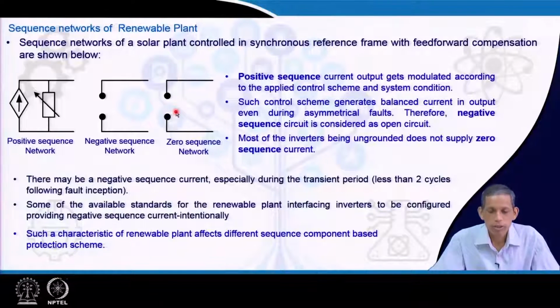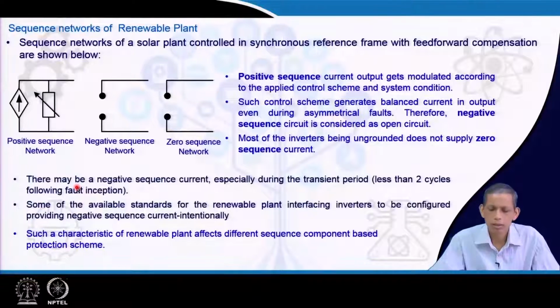And most of the inverters, as already mentioned, are ungrounded, and that is why the zero sequence current is not available, even if the fault involves ground. On the positive sequence, the current output gets modulated according to the applied control scheme. So, the positive sequence current output also gets modulated, and that changes the network impedance perspective accordingly.